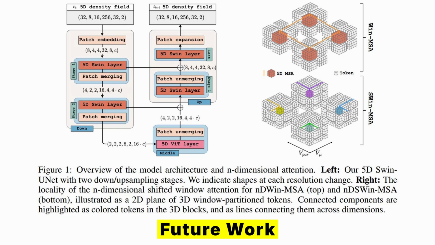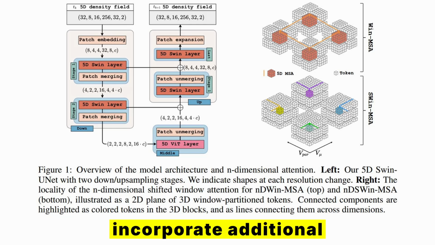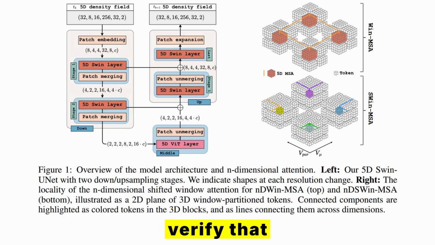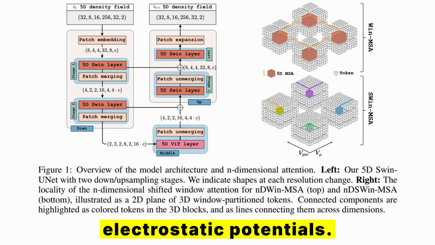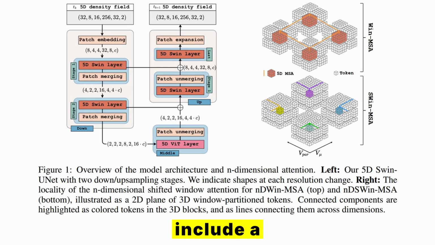Future work. As future work, the authors plan to incorporate additional diagnostics to verify that the surrogate model accurately captures physics beyond electrostatic potentials. They also aim to include a separate head for explicit prediction of electrostatic potentials to alleviate the requirement for expensive GKW calls. Additionally, they aim to achieve stable long-term autoregressive rollouts with their surrogate model, which is currently hindered by the overemphasis on the zonal flow.